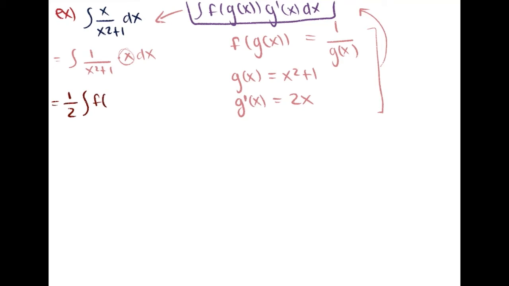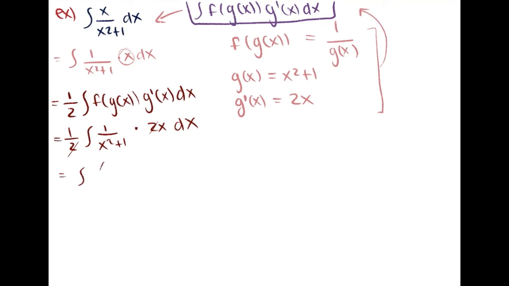Okay, so let me write it out now. So I'll take f of g of x, g prime of x, dx. So if I have a half here, my f of g of x is just going to be 1 over x squared plus 1 multiplied by 2x. And those 2's will actually cancel out, and I'll be left with the original integral, and I'm good to go. So it works out in this way. So let us get started with the U-substitution then.